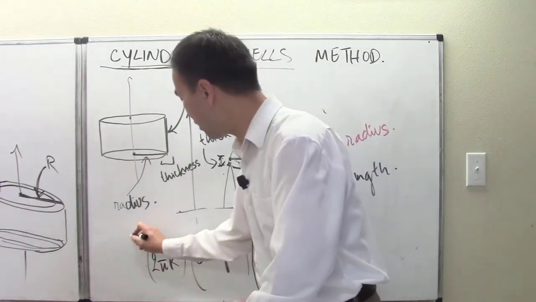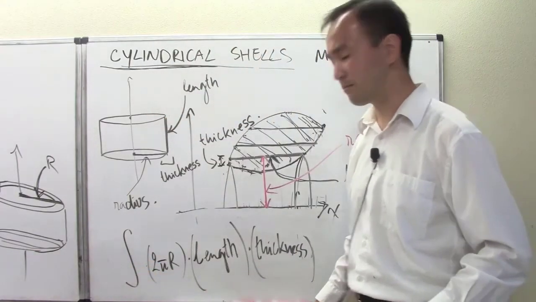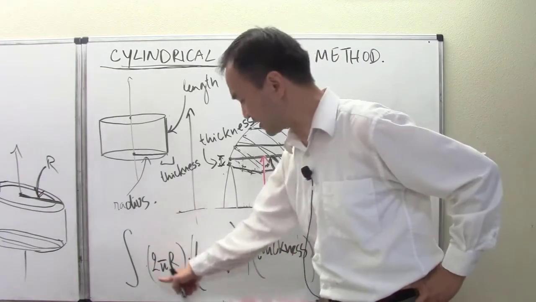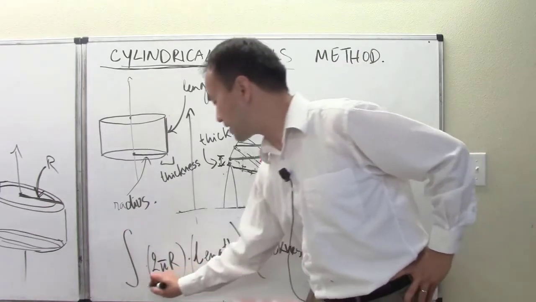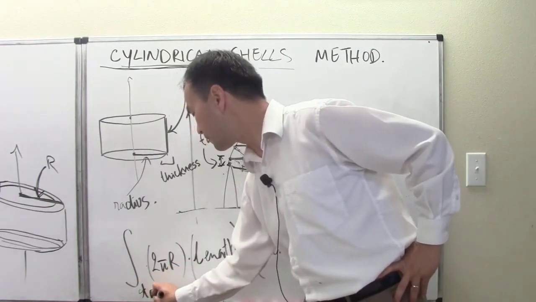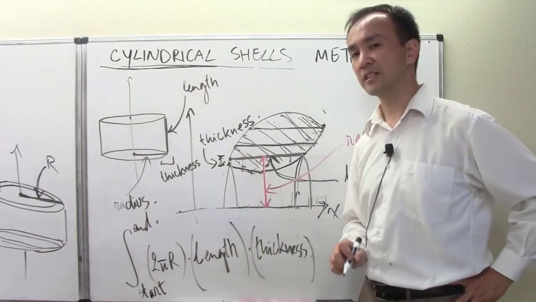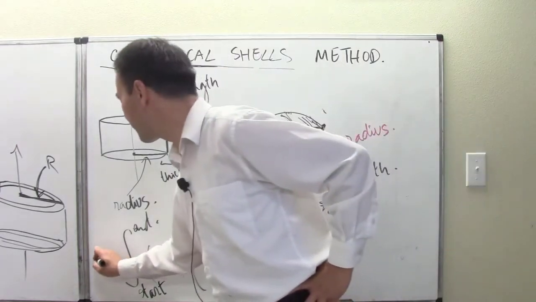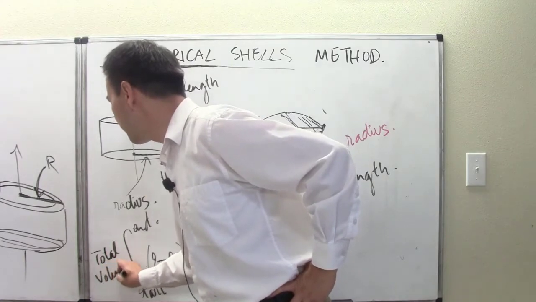We're going to be accumulating all of those stripe volumes. So this is a shell volume, but we're going to be accumulating all of those shell volumes from a start to an end, and that's how we are going to get the total volume.